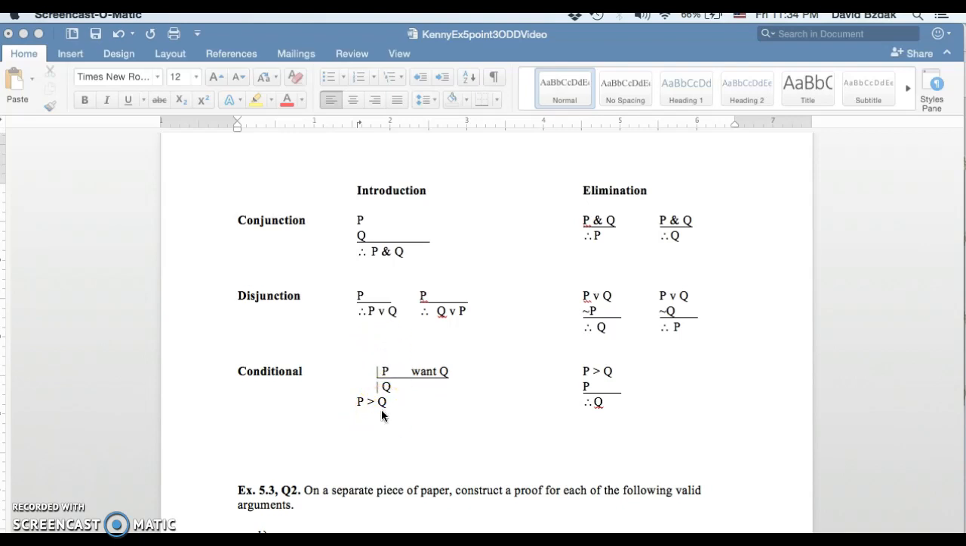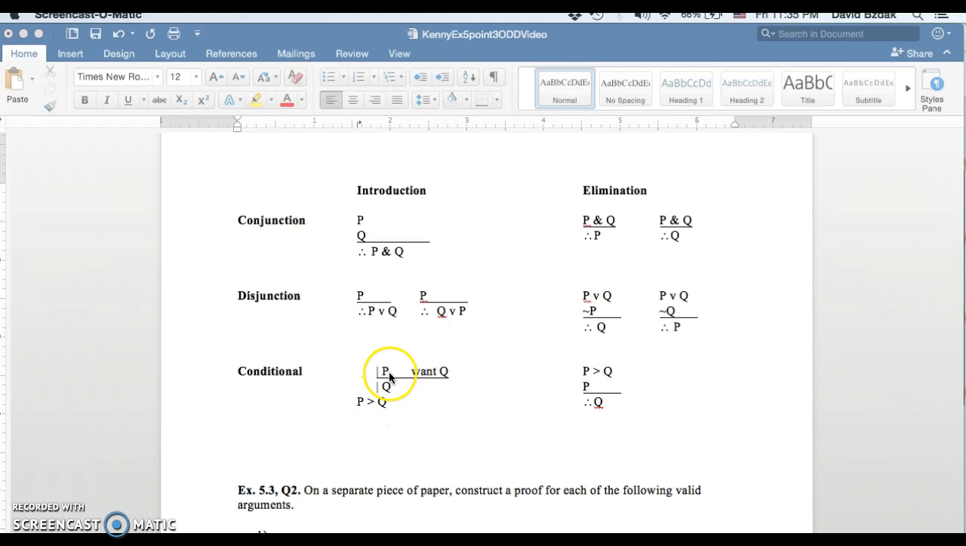I always compare it to when somebody's sick. You quarantine them, right? Because you don't want the sickness to spread. Well, this is kind of like being sick in the sense it's not proven to be true. And since it's not proven to be true, we quarantine it from the rest of the derivation, which is proven to be true.